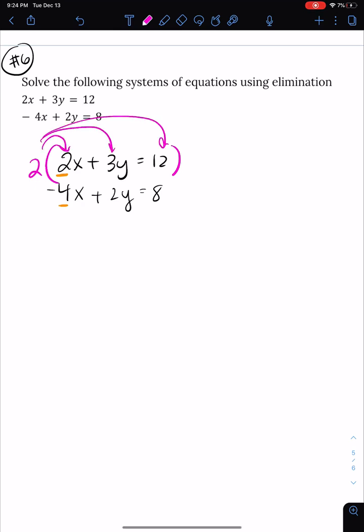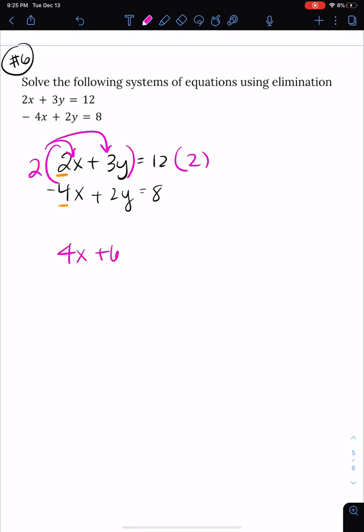So we want to distribute that 2 to all the terms, including both sides of the equal sign, and that way everything is held equal on the left and on the right. So really, I would probably want to notate it like this: 2 to both sides and 2 to this side. So 2 times 2x is 4x, and 2 times 3y is 6y, and 12 times 2 is 24. And then I'm going to write my original equation below it: 4x plus 2y is equal to 8, and nothing has changed.